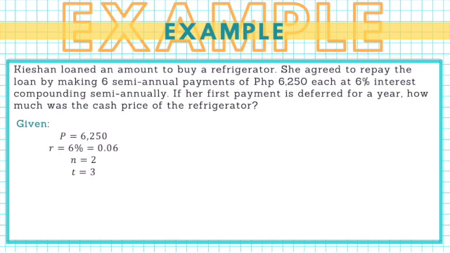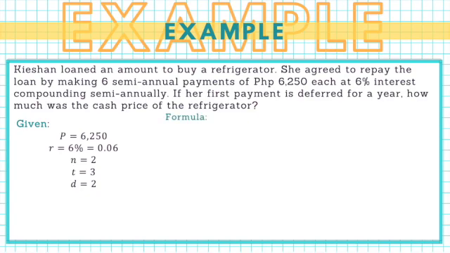Okay, now for the deferment period, it says that her first payment is deferred for 1 year. Now since we are making semi-annual payments, it means that you're going to miss 2 payments or 2 deferred payments. Therefore, our D is equal to 2.